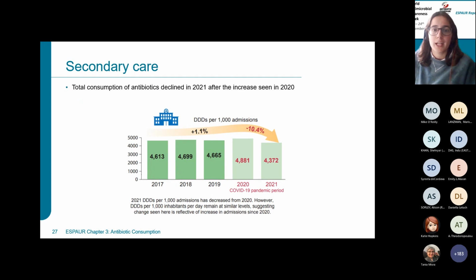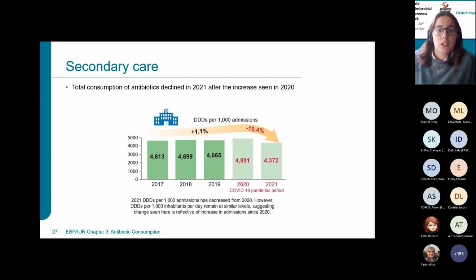So moving on to secondary care now, we can see that antibiotic consumption has decreased in 2021. This is now measured as DDDs per 1,000 admissions. And it's decreased from 2020, but it's also decreased below pre-pandemic levels. So from 2017 to 2019, there was not much change in prescribing year on year. The pandemic then saw this increase in 2020 before the decrease in 2021.